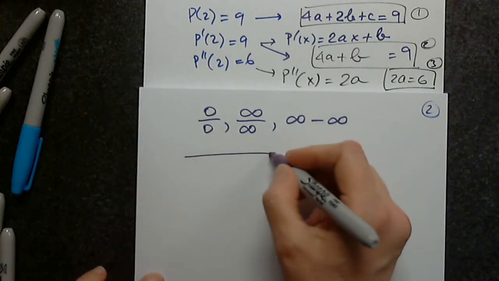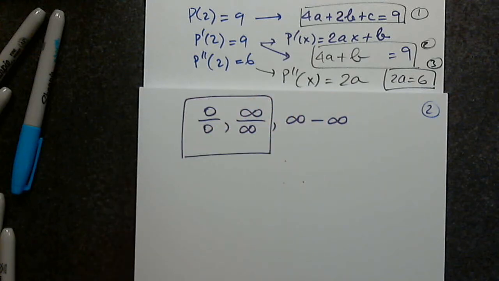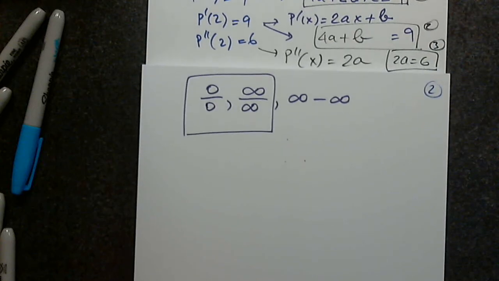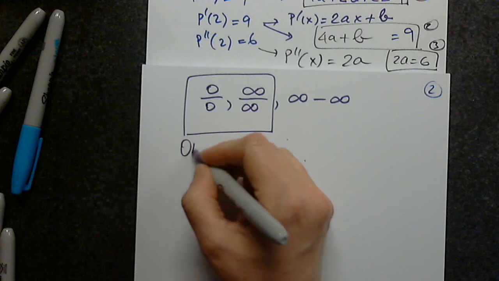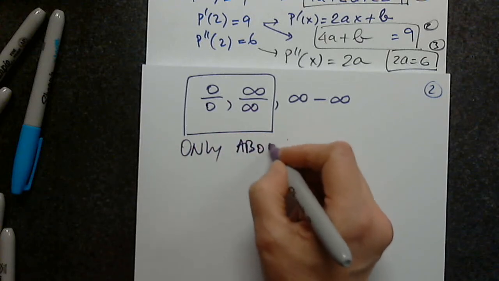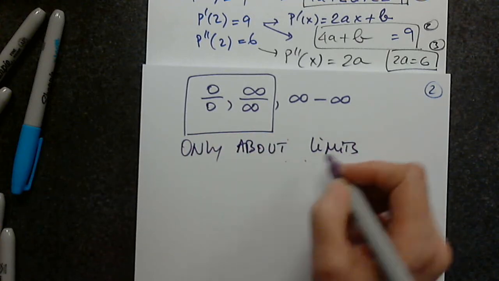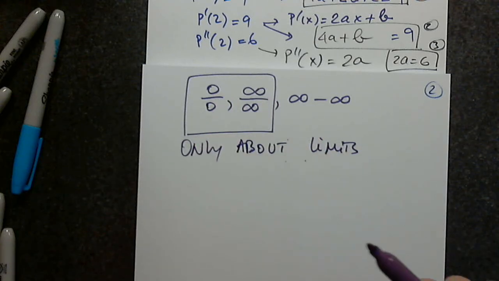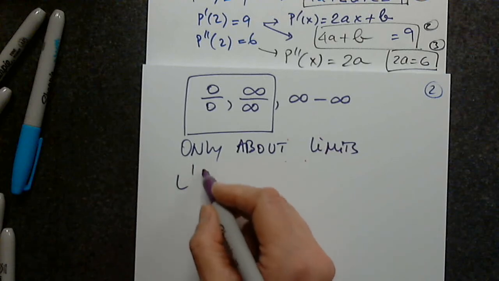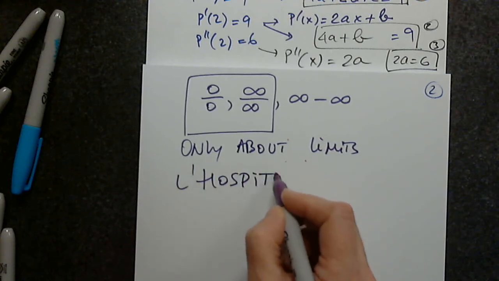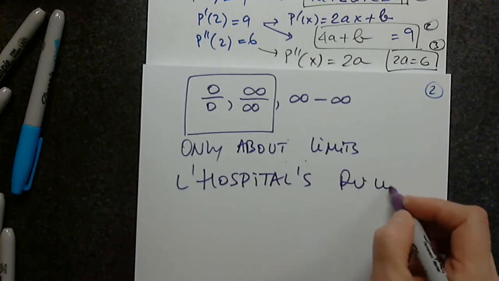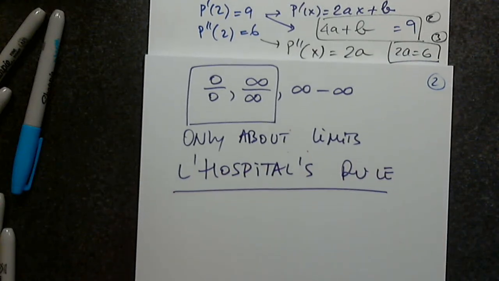Okay. Only in these 2 situations and no other, there is a theorem or rule that can be applied only when we talk about limits. Only limits. So, of course, when we have 0 over 0 inside a limit or infinity over infinity, it's called L'Hopital's rule. What did he say and prove?